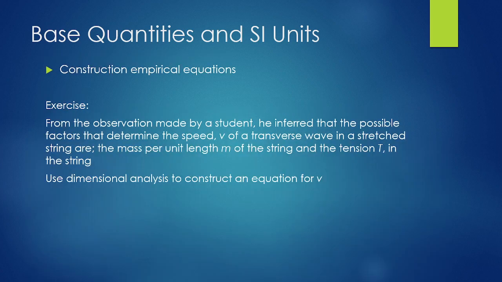So I want you to do this one. Okay, it says that from observation made by a student, he inferred that the possible factors that determine the speed, v, of a transverse wave in a stretched string are the mass per unit length, the hint is m over l, of the string, and the tension T in the string. Use dimensional analysis to construct an equation for v.